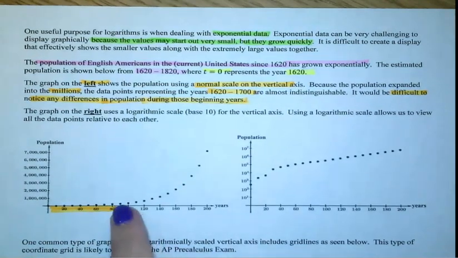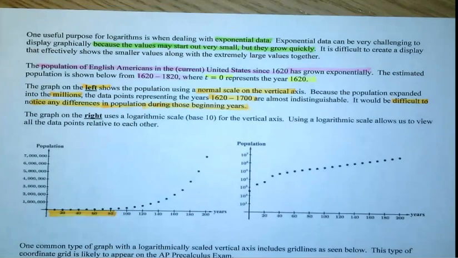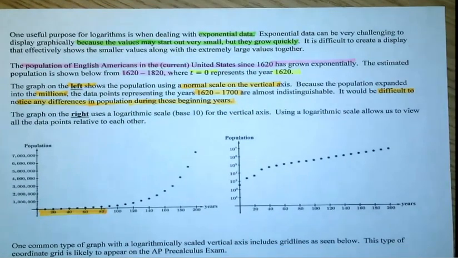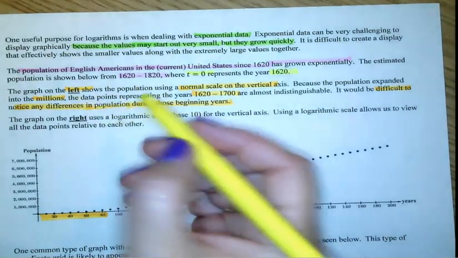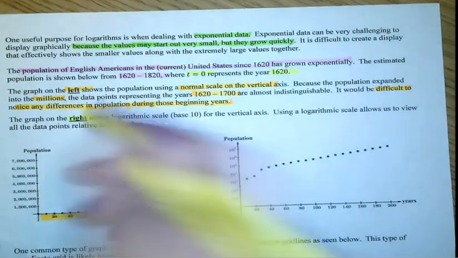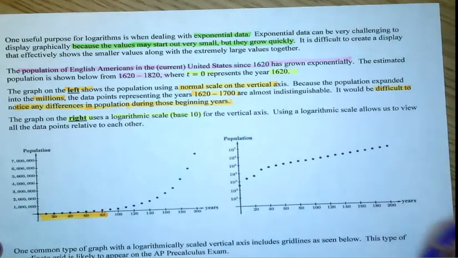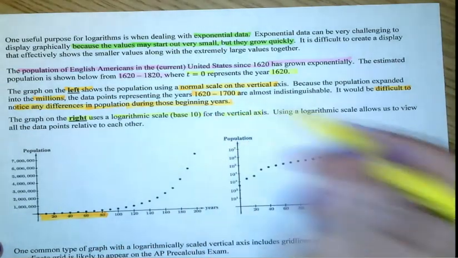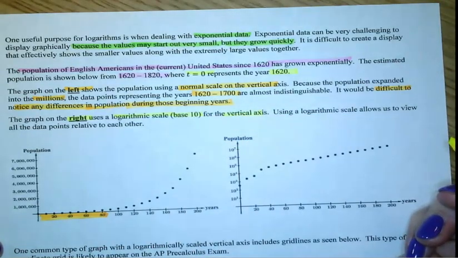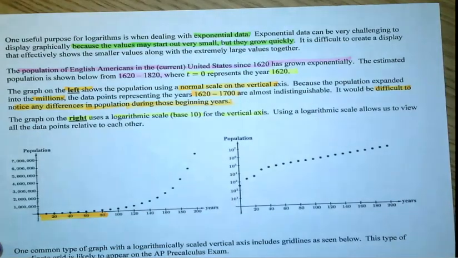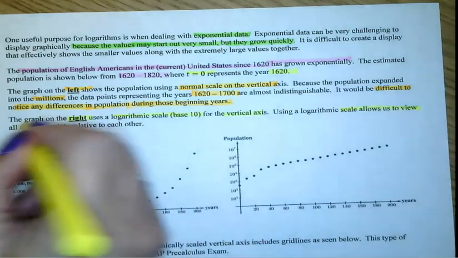And even kind of up into here until it starts spreading out and you can see the growth pattern a little bit better. Well, if we look at the right, and that's this population right here, we use a logarithmic scale. Okay, so the logarithmic scale is base 10 for the vertical axis. So here the vertical axis is base 10. Here it was on a normal scale. And we used a logarithmic scale to show us the data points converted here.